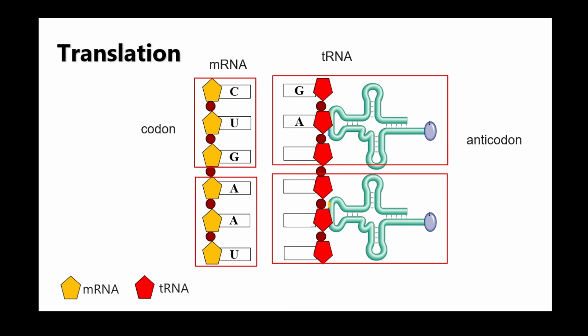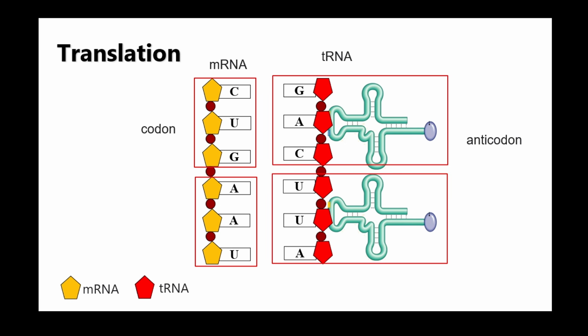Can you finish the remaining letters? Okay, so G would pair with C, A would pair with U, A would pair with U, and U would pair with A. So, tapos na po ba tayo? Hindi pa. Because these sets of nitrogenous bases must be translated into a specific amino acid.